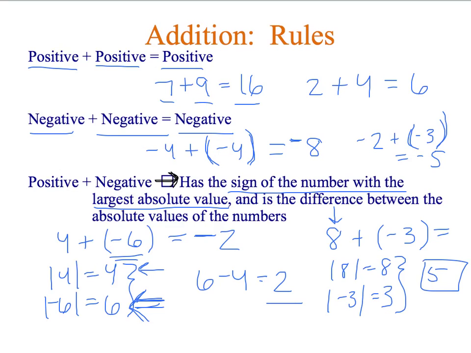So remember that this rule says positive plus a negative, but because of our commutative property of addition, negative plus a positive would also be the same thing. So you would solve it in the exact same way.